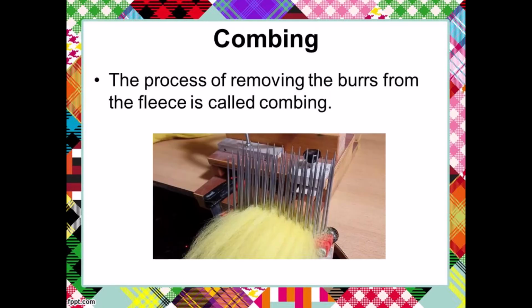Now, next step is combing. In this, the fleece is combed to remove the burrs, and the fewer the burrs, the better is the wool. So, we can say the process of removing the burrs from the fleece is called combing. In this step, the fibers are straightened.